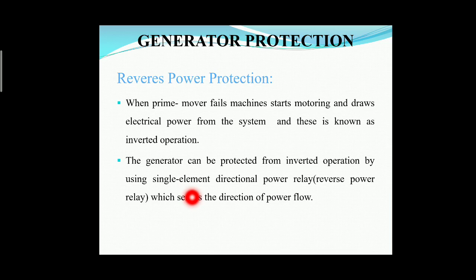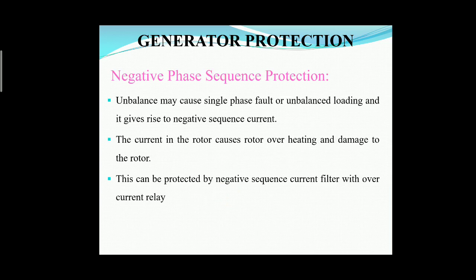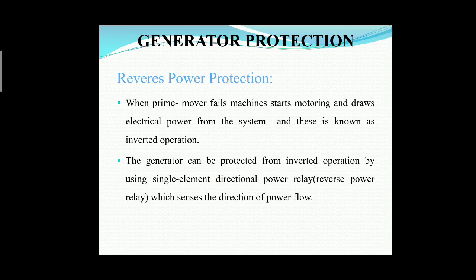The reverse power protection is the most important protection in the case of an alternator or generator. It is used to protect the alternator or generator from motoring action when the turbine fails to give mechanical power. It gives the backup protection also. Next, why is the reverse power protection important?